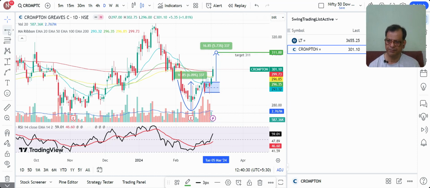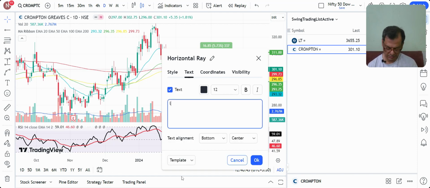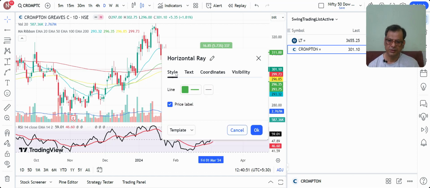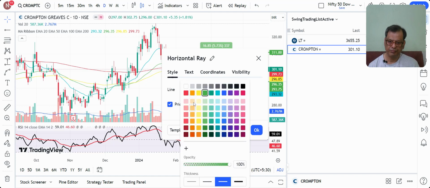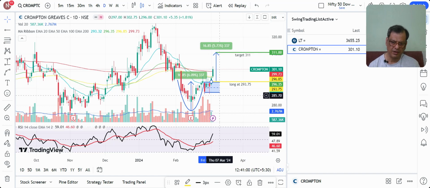293.75. So I'll keep something like long at 293.75. Change the style, make this yellow because you've taken the target as green, so I make this yellow. So you went long above the breakout.